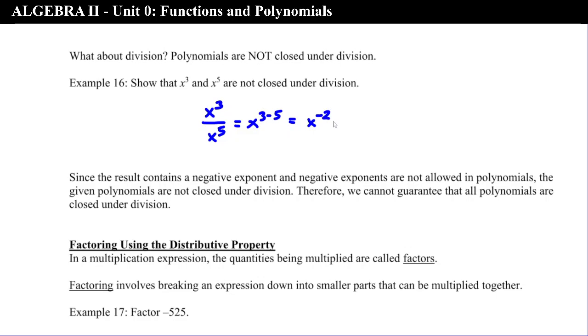Well, remember, we cannot have negative exponents for a polynomial. And to kind of just drive this home a little bit further, using the negative exponent rule, this can be rewritten as 1 over x squared. We can't divide by a variable and it be a polynomial. So therefore, since we don't get a polynomial as a result, when we divide two polynomials, then polynomials are not closed under division.